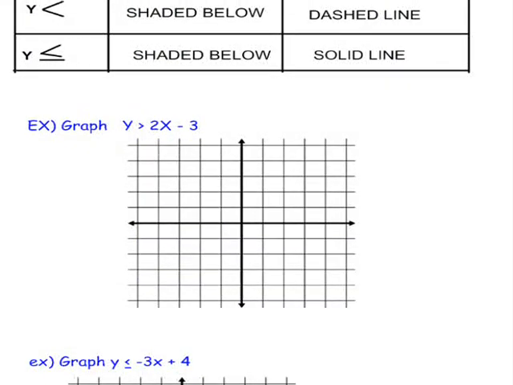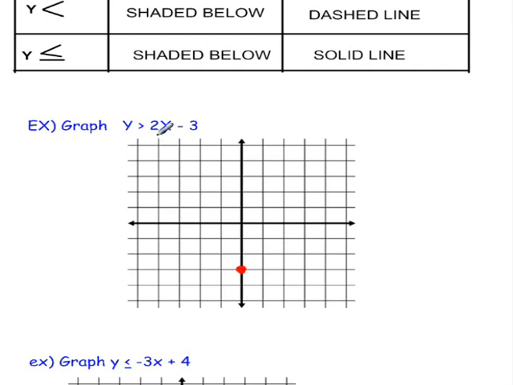Let's take the first one we have here. y is greater than 2x minus 3. So I put it in slope-intercept form. We're pretty good at that already. So I've already got it set to go. Let's do this. Let's find our y-intercept, which is -3. So I'm going to go down 1, 2, 3, and place my first point.